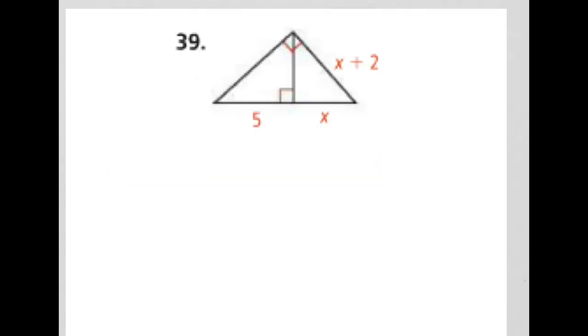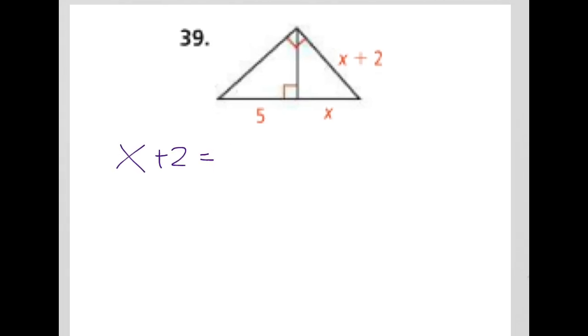Another one, same idea, got to set it up the same way. x plus 2 equals the square root of x times this whole length. Well, now that whole length is x plus 5. So you need to write it as x plus 5, and you need to make sure you put it inside parentheses because you will need to distribute. The idea is going to be exactly the same.